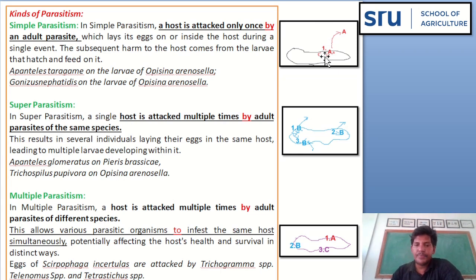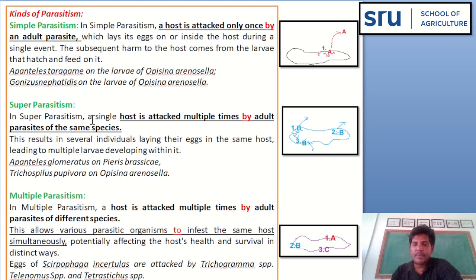For example, Apanteles taragamae adults attack the host insect Opisina arenosella only once. Similarly, Goniozus nephantidis adult parasites attack the larvae of Opisina arenosella only once. During attacking, they lay their eggs. From those eggs, the larvae hatch and cause harm to this host.